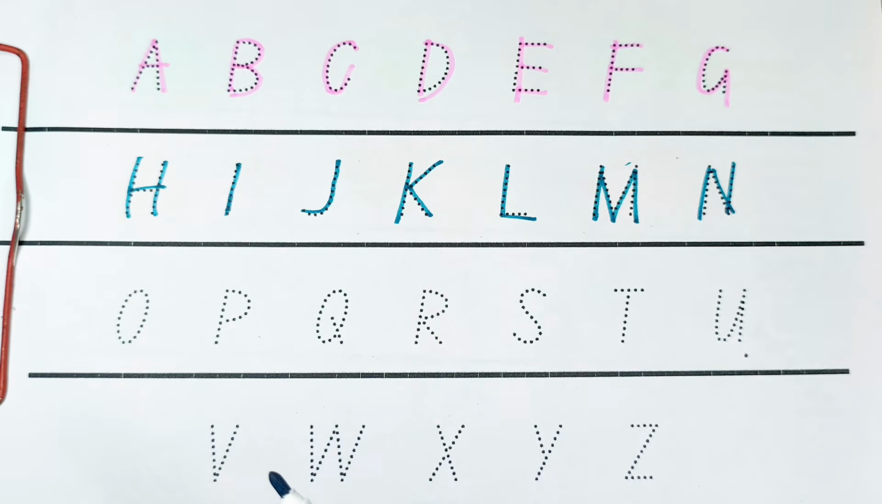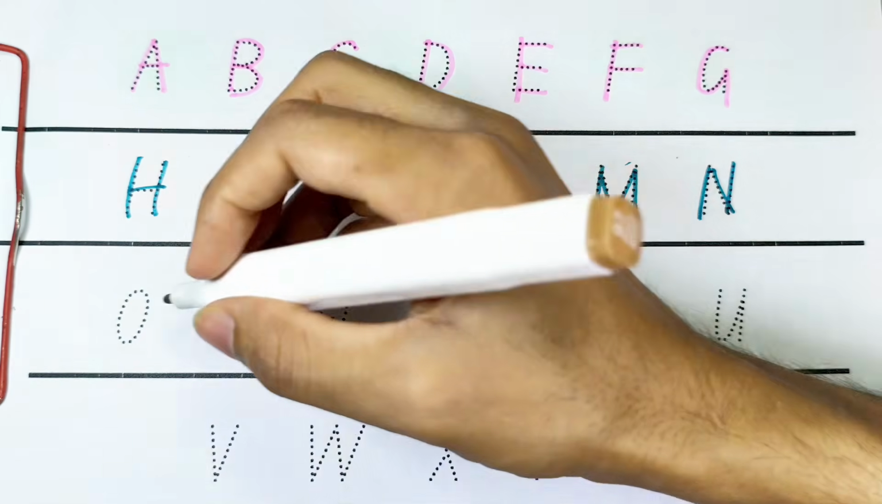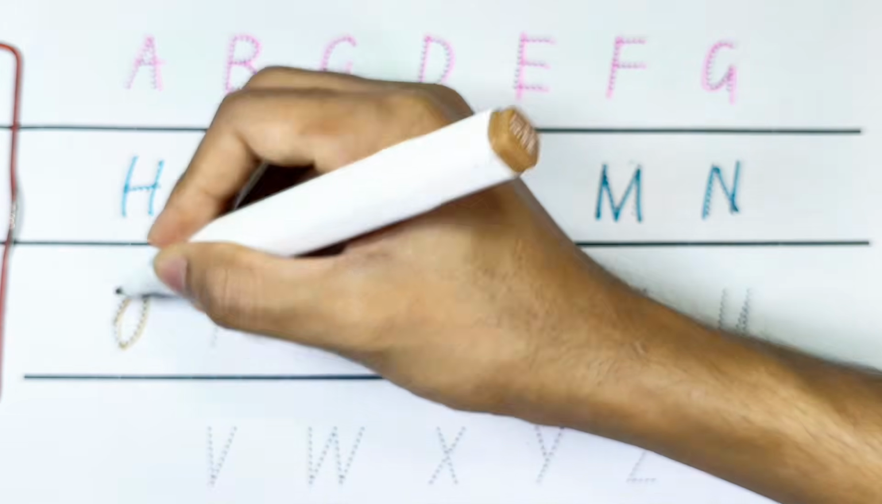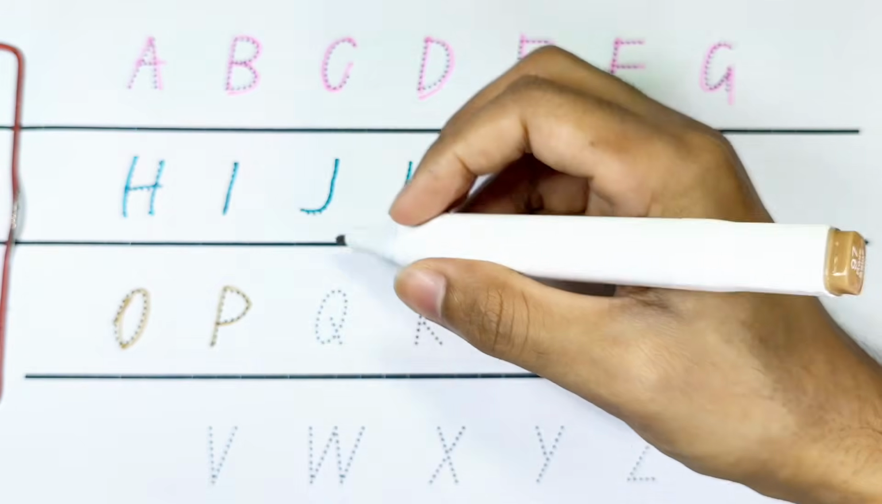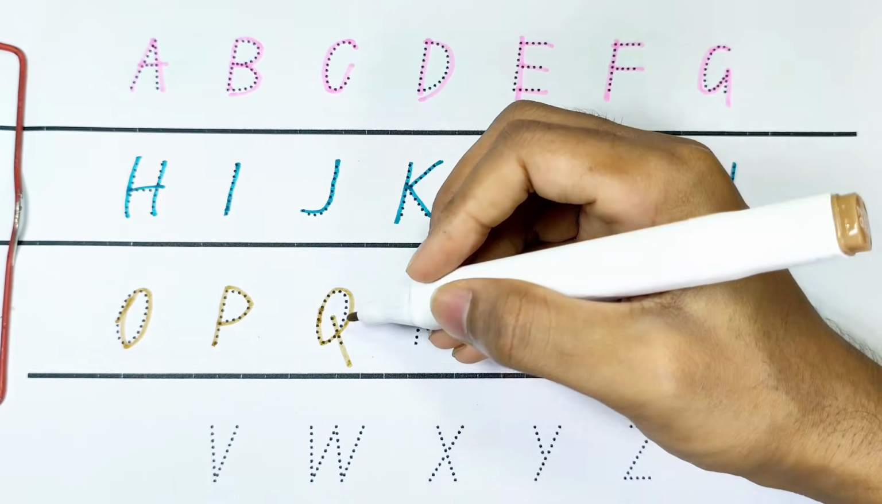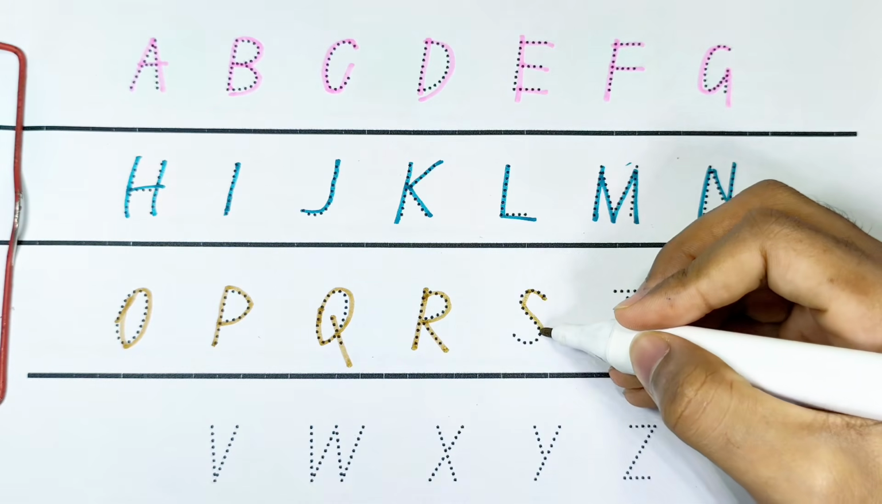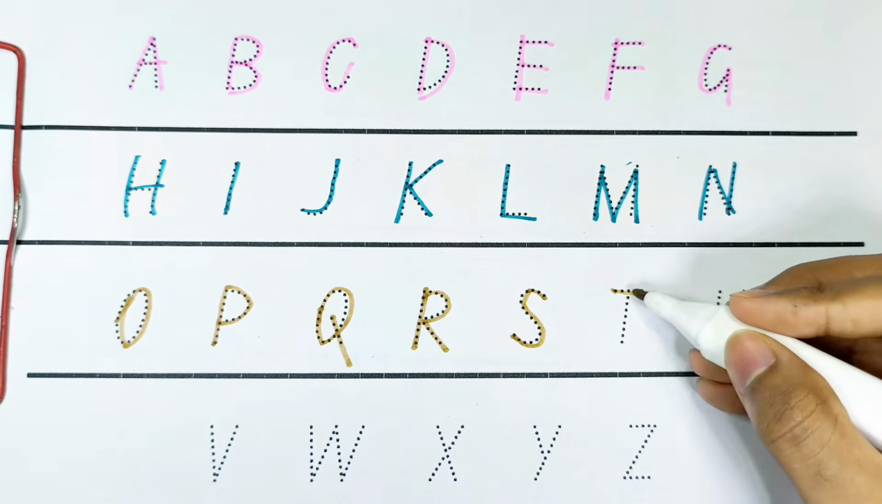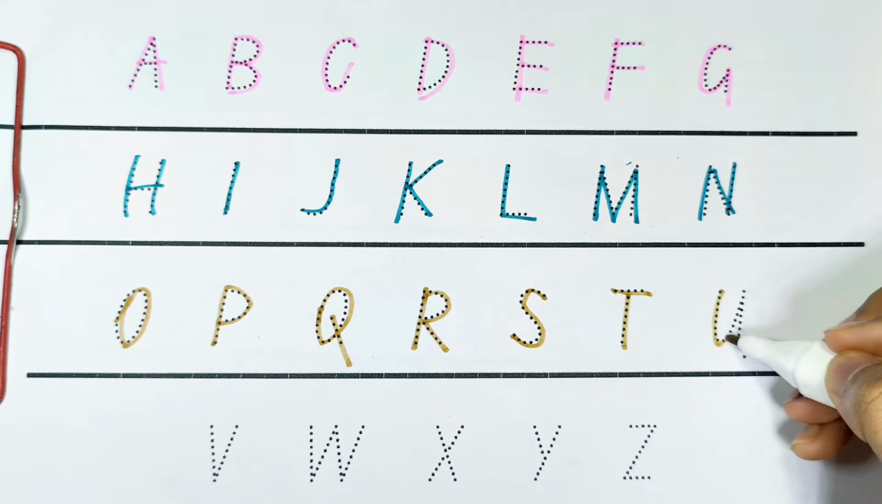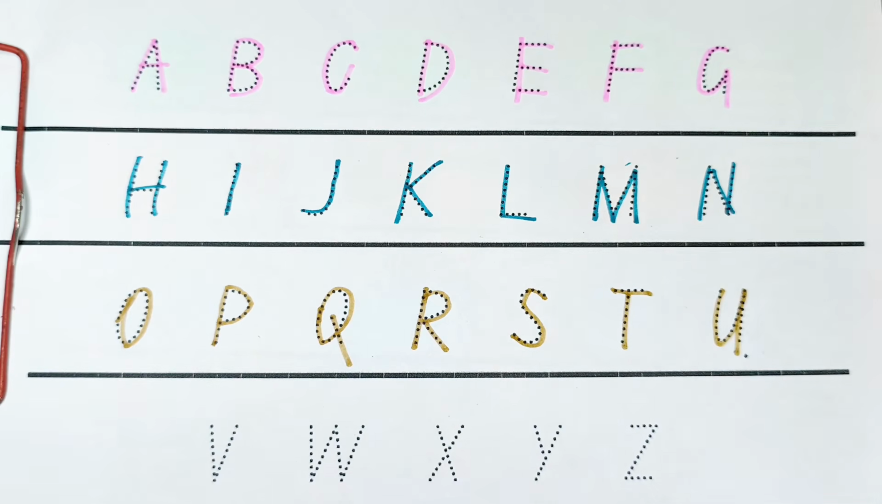Kids, the next one is O. Rose, big color. O for octopus, O. P for penguin, P. Q for queen, Q. R for rose, R for rice, R. S for sun, S for snake. T for teacher, T. U for umbrella, U.